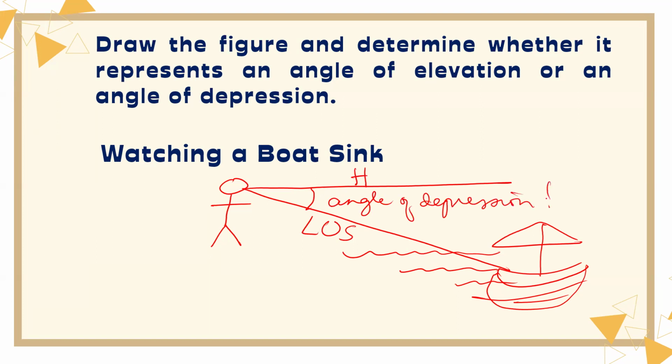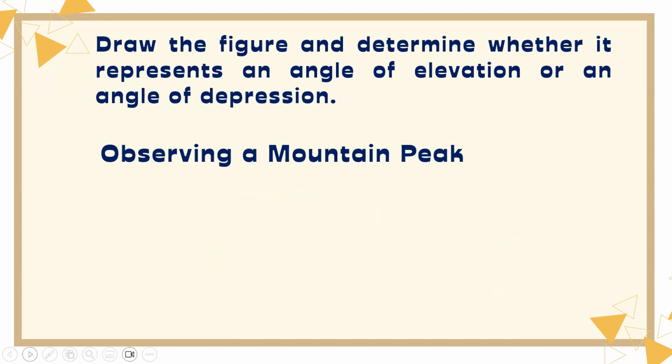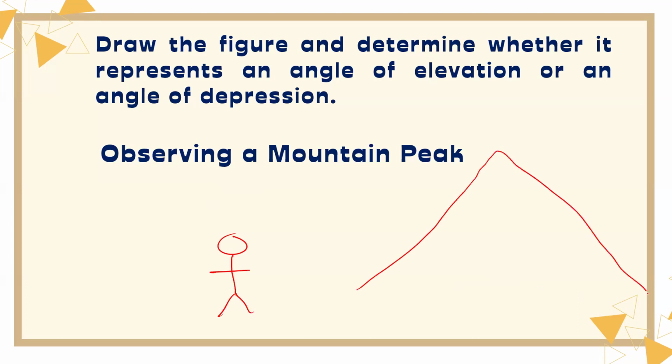Good job. Because you are looking down and the boat is going down, your head is bowing down or your eyes are looking below the horizontal line, so the angle formed is the angle of depression. Good job, everyone. Fourth example, observing a mountain peak. Let's say you're looking at Mount Everest. You're here and you're looking at the peak of Mount Everest. This is your horizontal line and this is your line of sight.